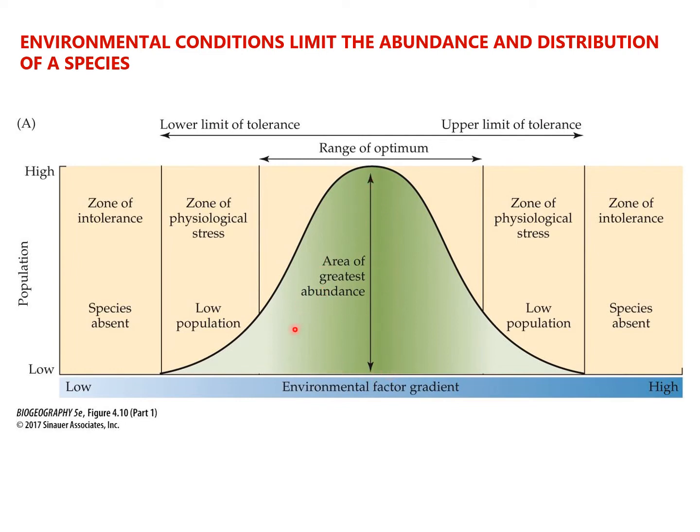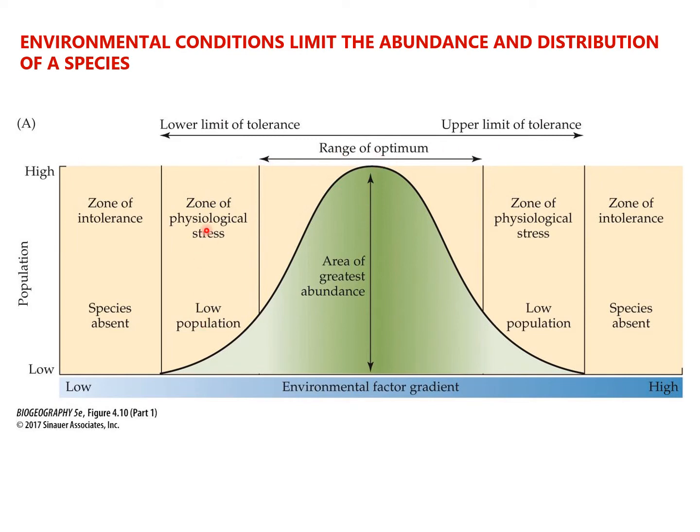This is all relative, theoretical and hypothetical, because it's going to be different for every species. But as you move away from that, you're getting into areas where there's more physiological stress, so maybe individuals die more often, or maybe they don't reproduce as often, or they don't show up to this location and stay as often, and so the population levels are lower as you move away from this optimal range.